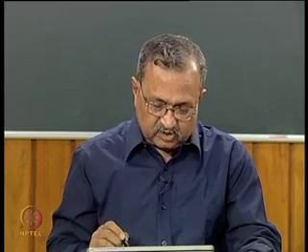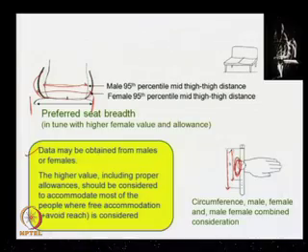So with this it can be said that data may be obtained from males or females, but the higher value, including proper allowances, should be considered to accommodate most of the people, where pre-accommodation plus avoid reach value is considered.